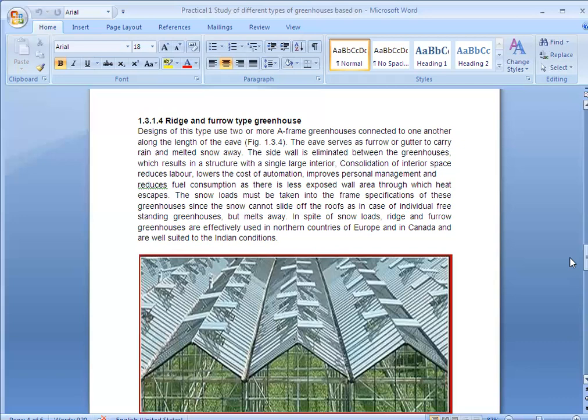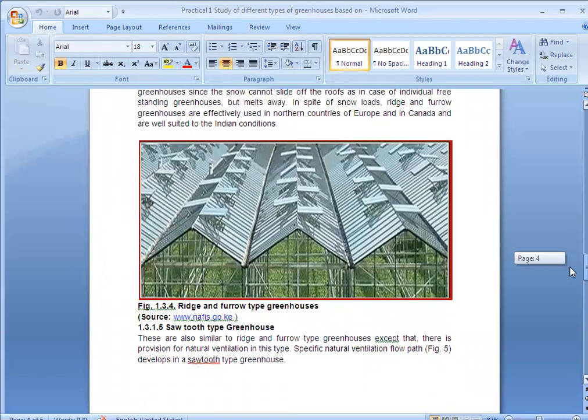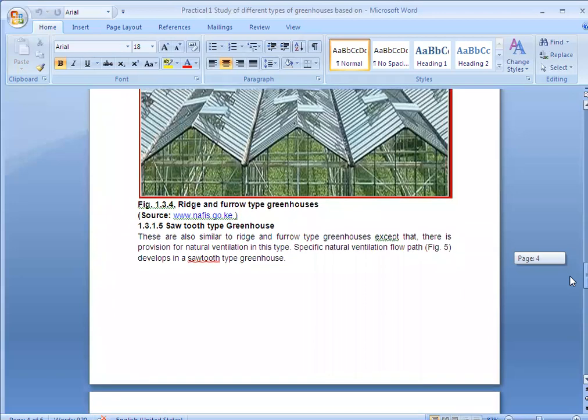The snow load must be taken into account in the frame specification of this greenhouse since the snow cannot slide off the roof, as in the case of individual freestanding greenhouses, but melts away. So this picture shows ridge and furrow type greenhouse and sawtooth type greenhouse.